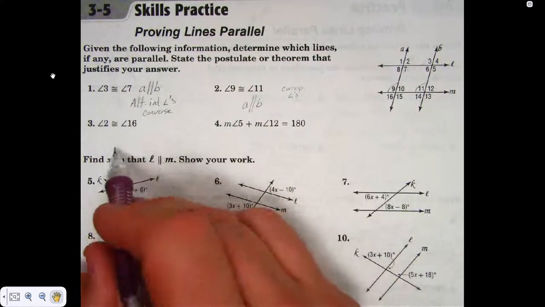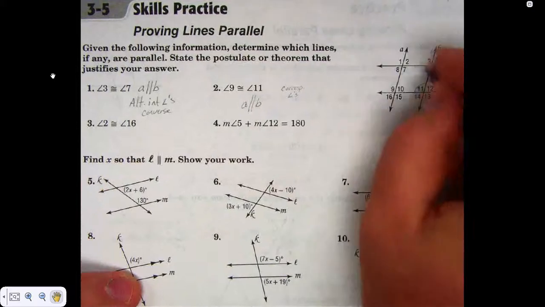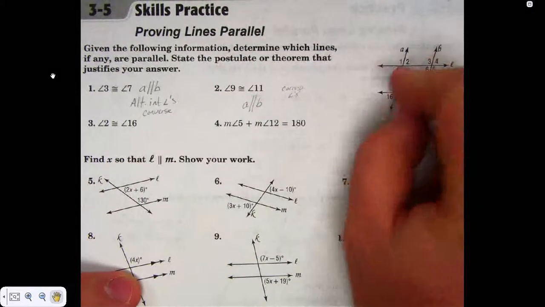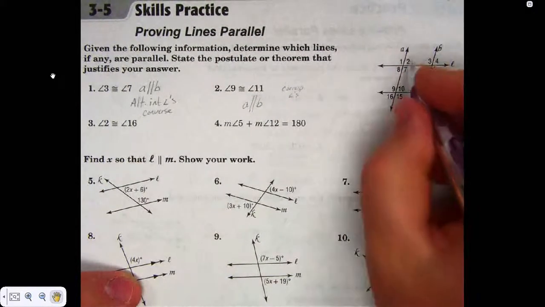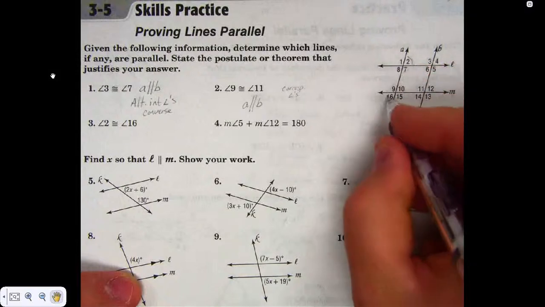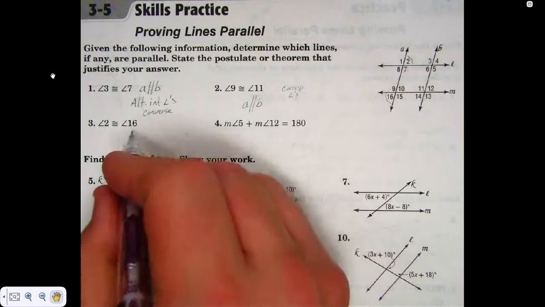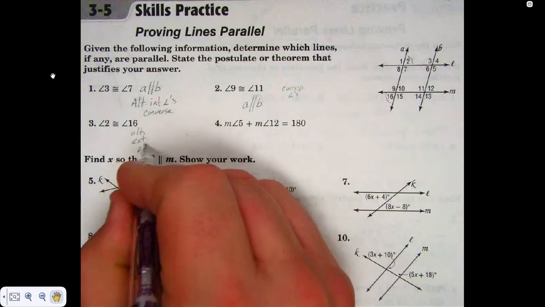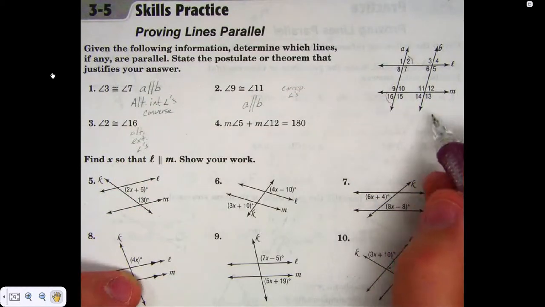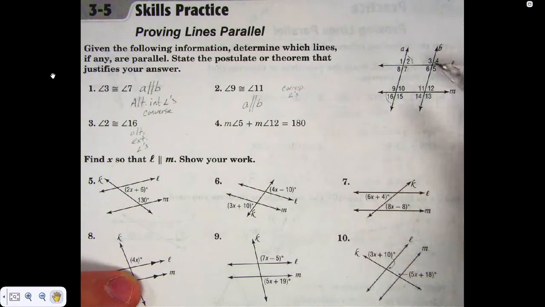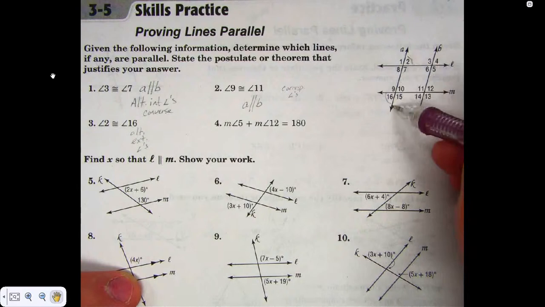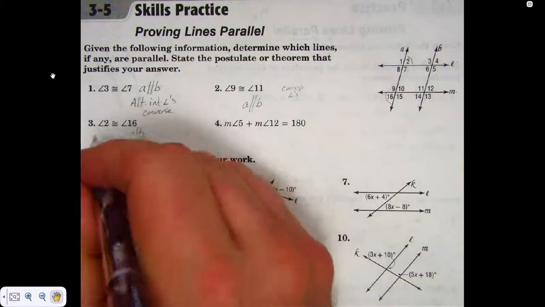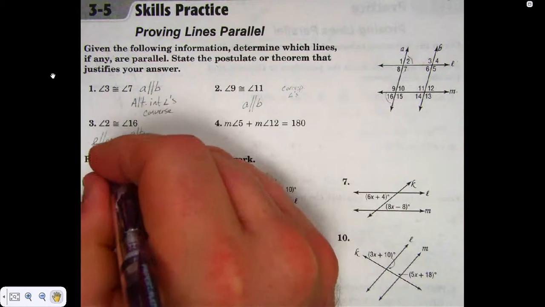Let's jump down to 3. Angle 2 being congruent to angle 16. How do they relate to each other? Alternate exterior. Which two lines does it prove being, which one's my transversal? A. So the lines being parallel are the two it intersects, which are? L. So that this is telling me that L is parallel to M.